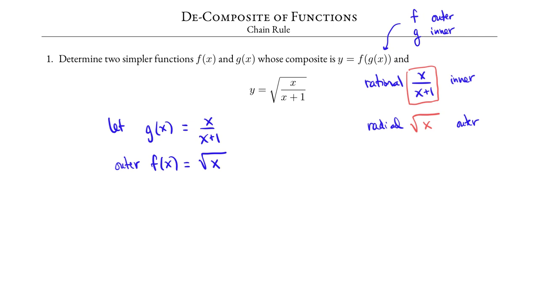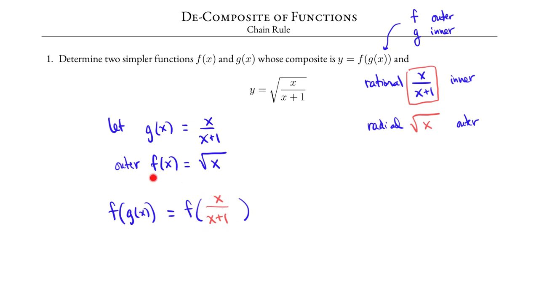How do we know that this will work? Well, if we compose them in this order and we obtain the original given y, then this means that this will work. To evaluate f of g of x, we replace x in f with the g that we came up with, which is x over x plus 1. This means that the input of the function f is now x over x plus 1.